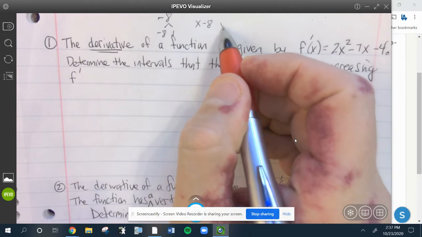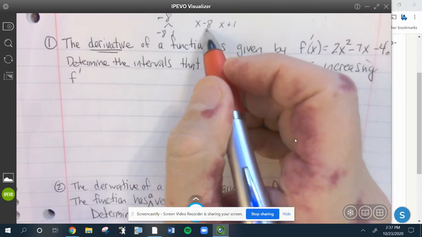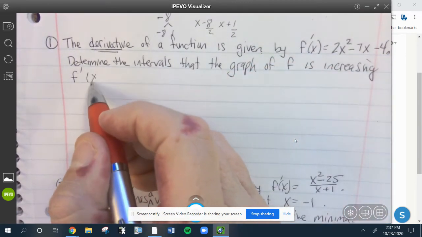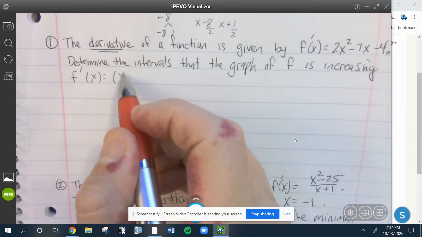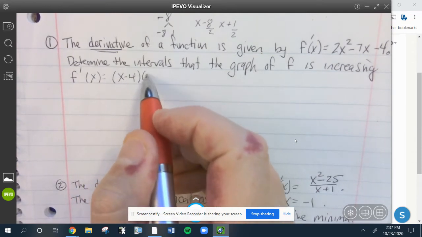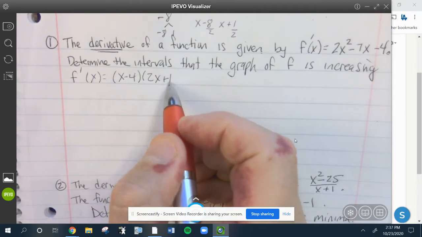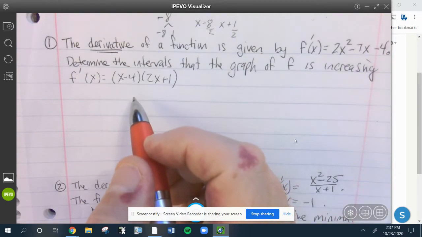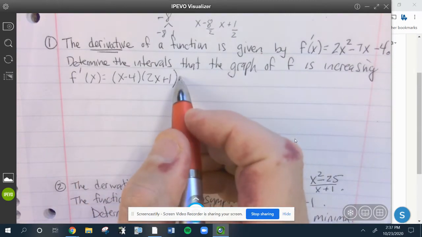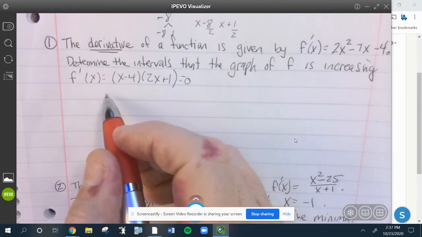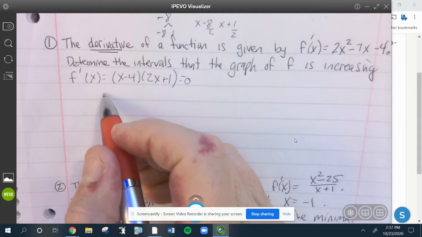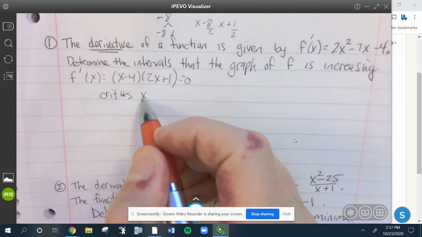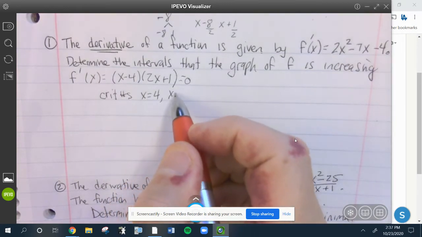Either way, you should get x minus 4 times 2x plus 1. FOIL this out, just make sure it's okay. The critical numbers then are x equals 4, x equals -1/2.